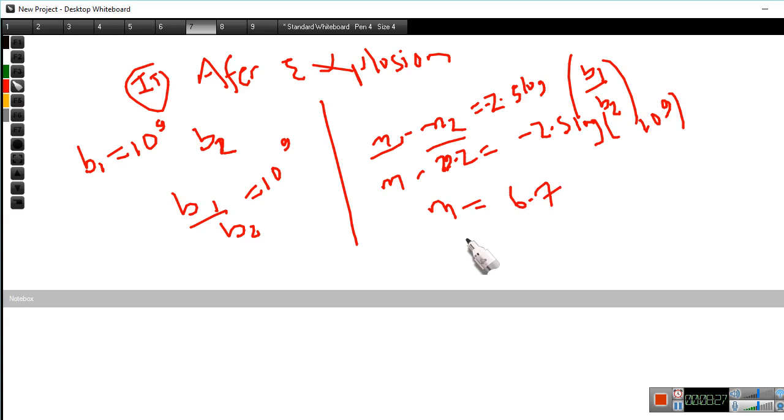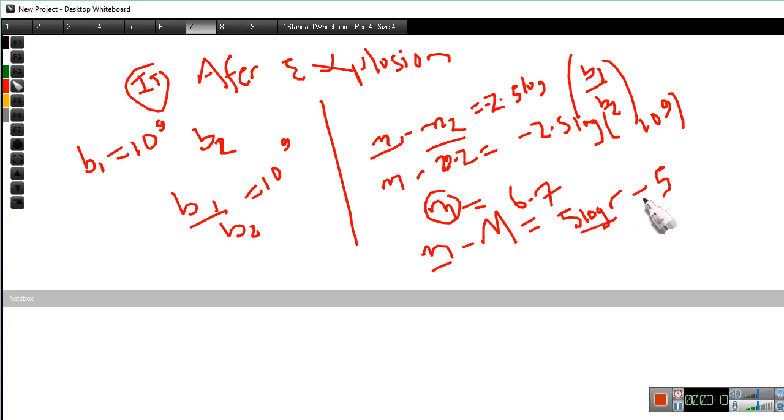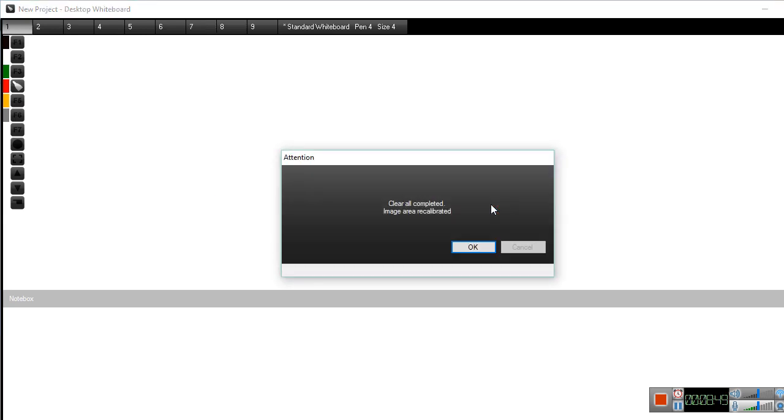Now I can calculate the absolute magnitude. How can I calculate the absolute magnitude? M minus m is equal to 5 log r minus 5. This apparent magnitude, after the explosion, I substitute here. Already everything is known, then I'll get this value. So this is how this numerical can be dealt with.